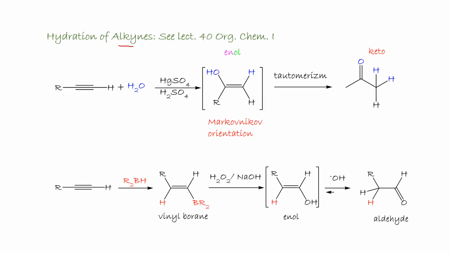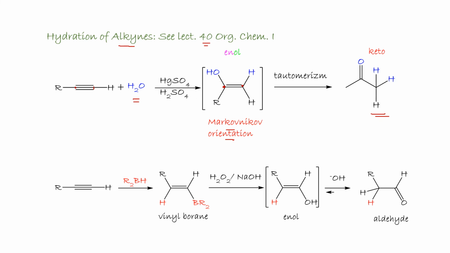Hydration of alkyne. Go back to lecture 40, Organic Chemistry 1, for more detail and the mechanistic pathway. If you have a terminal alkyne, you treat that with water, mercury sulfate, sulfuric acid. The addition of HOH will go in Markovnikov orientation, so this carbon will have the hydrogen, and this carbon will have the OH. This in all will tautomerize to give a ketone.